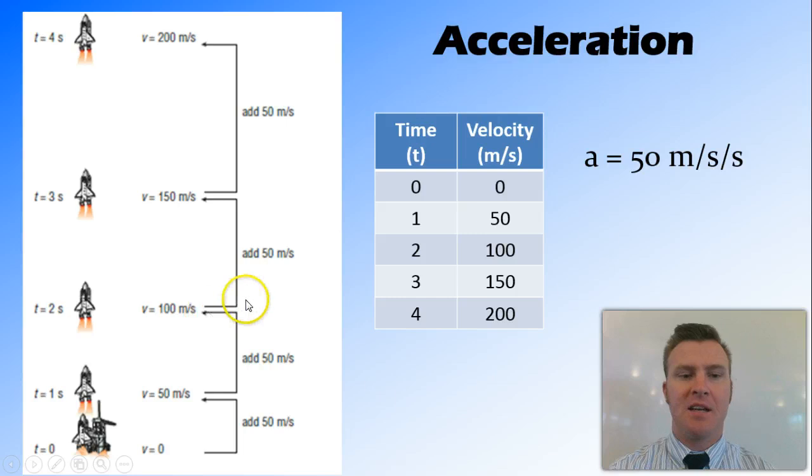So then in the next second it accelerates another 50 meters and ends up at time 3 seconds having a velocity of 150 meters per second, and again another 50 meters per second added gives us 200 meters per second at time equals 4 seconds. So you can see that having uniform acceleration means you just add that acceleration onto the velocity for each second.